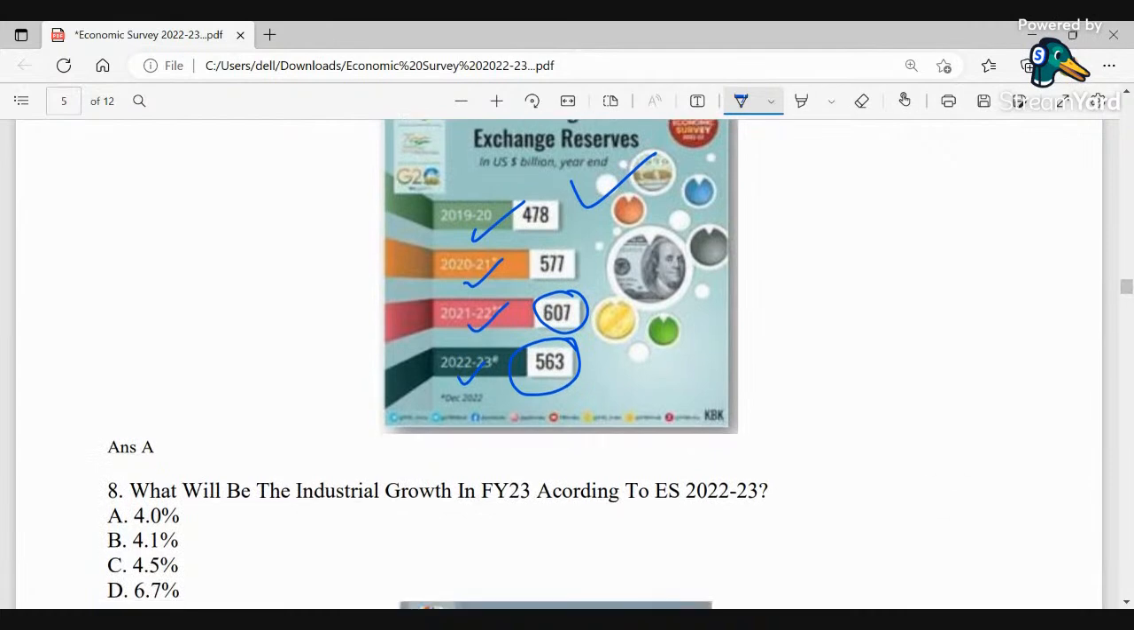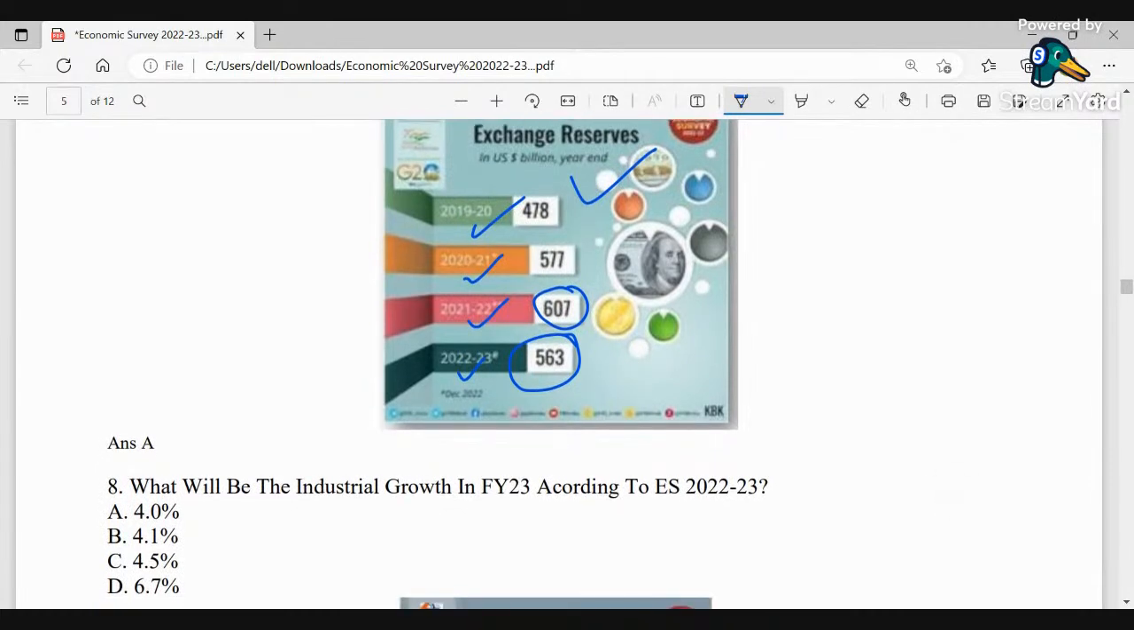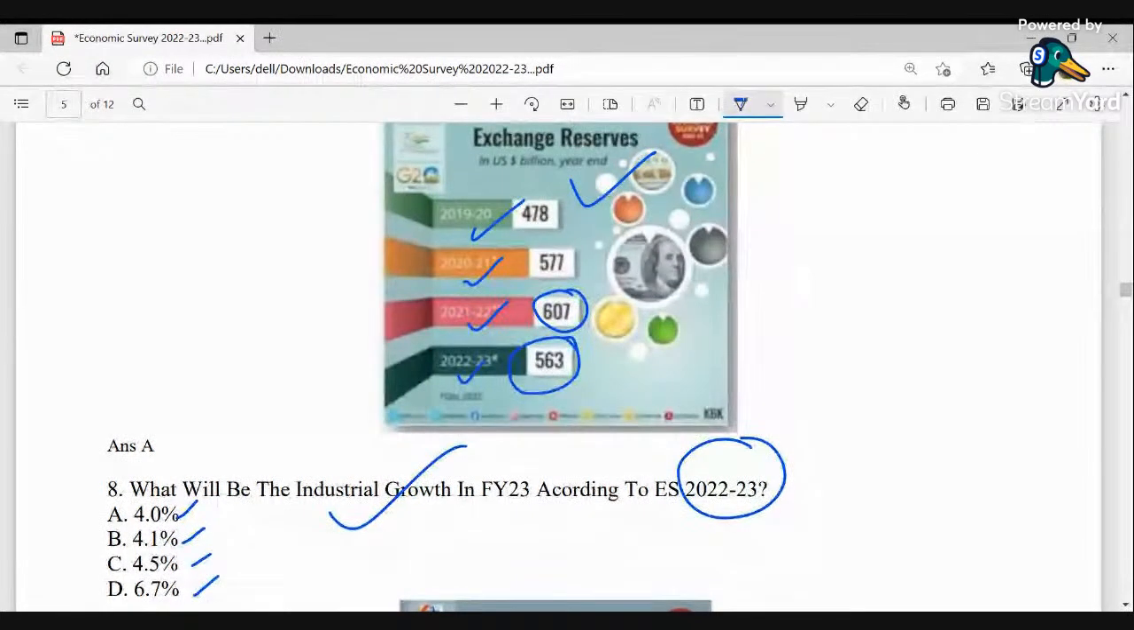Next. What will be the industrial growth in financial year 23 according to this estimate of the Economic Survey? How much will the industrial growth be here? The options are 4%, 4.1%, 4.5%, and lastly 6.7%. Anyone with the correct answer to question number 8? What will be the industrial growth in the financial year 23 according to the Economic Survey of 22-23? 4.0%, 4.1%, 4.5%, 6.7%.